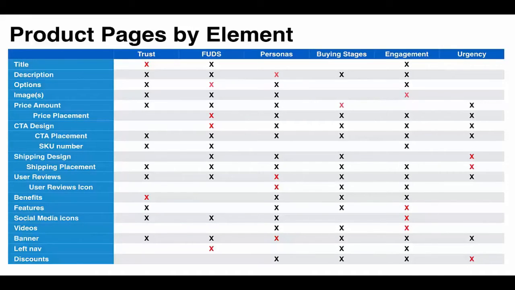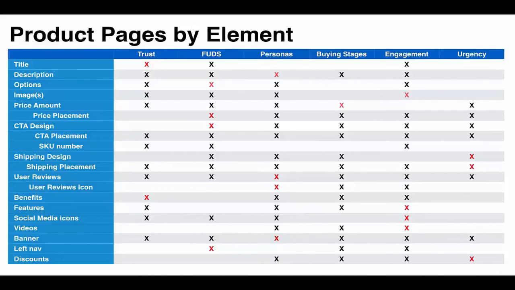Exactly. So as I mentioned before, the product elements are more complex than just saying this is the element as it comes. There are different factors that play into it, whether it's the location of it, the way that it looks and feels. So this is just giving you a really quick overview. We have a number of different elements listed here, but they do not constitute all of the elements on the product page. We have the title, the description, the options, the price amount, the price placement, the CTA design, CTA placement, the SKU number. These are all different elements on the product page, and each one of those we've highlighted.